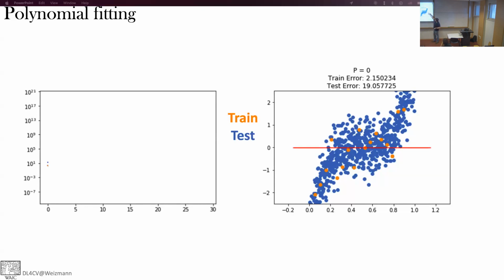And you can see above, there is the train error and the test error, okay? And on the left-hand side, there are going to be plots of them with respect to the degree. This is going to be the degree of the polynomial that we're going to use, and this is the loss in logarithmic scale.